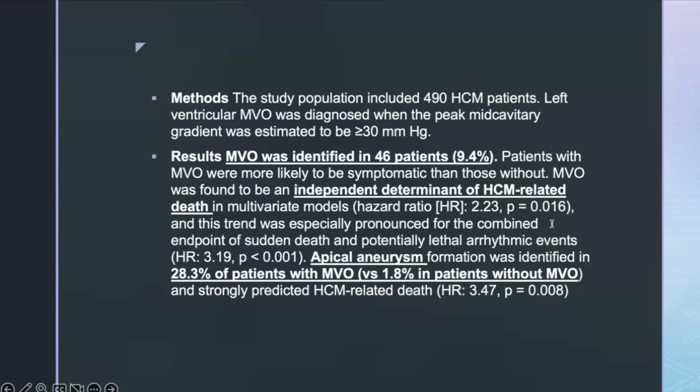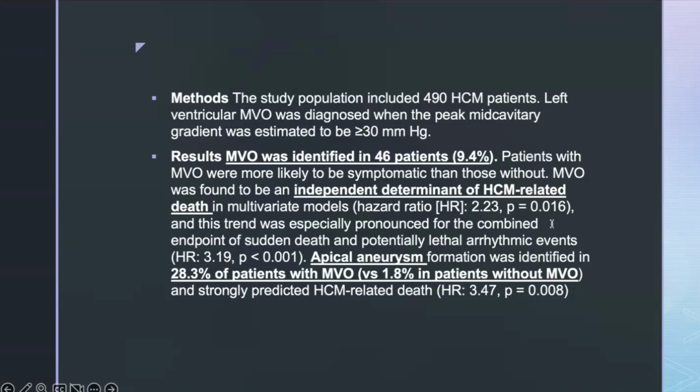And so why does it matter? When they followed these patients, this midcavitary gradient was found to be an independent determinant of HCM-related death in multivariate models. So as we know, there's different predictors as to how patients do in the course of HCM, things like wall thickness, things like history of sudden cardiac death. And while this isn't included in the risk score for sudden cardiac death or ICD implantation, a midcavitary gradient was associated with increased morbidity and mortality.